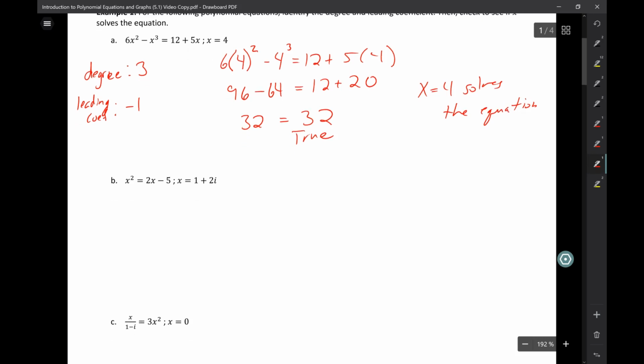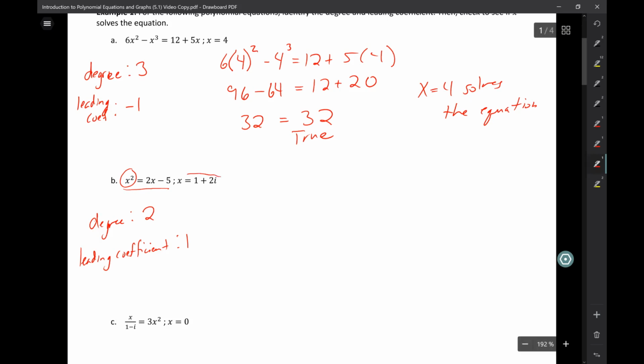If you look at the next example, we have x squared equals 2x minus 5. The highest power on the x is 2, therefore the degree of the equation is 2. And the leading coefficient is whatever is on the variable with the highest degree. Right here, the leading coefficient in front of the x squared is considered to be a 1. So the leading coefficient is 1 here.